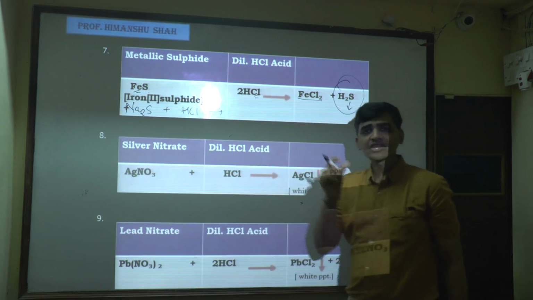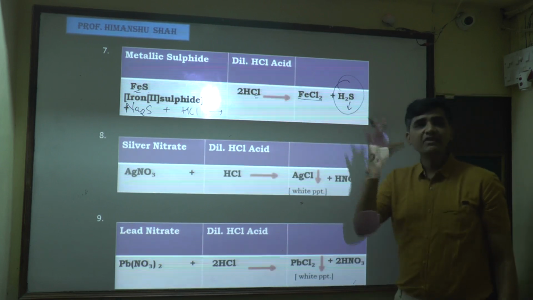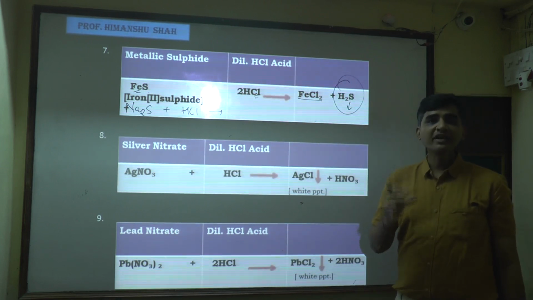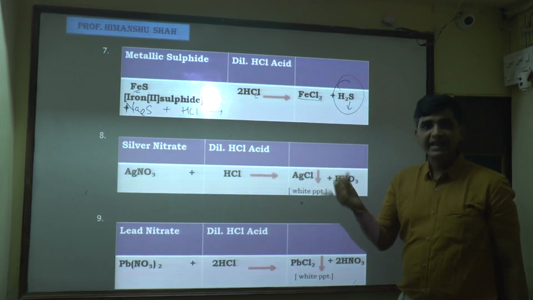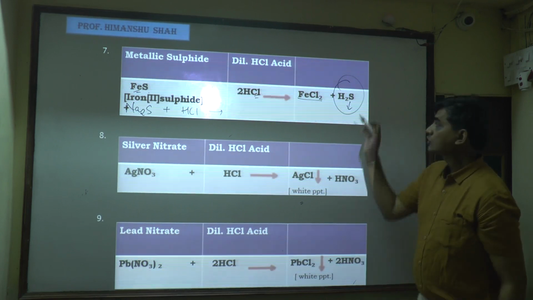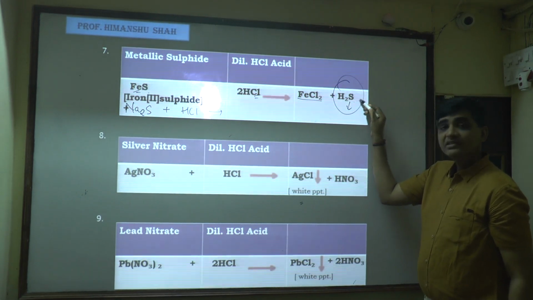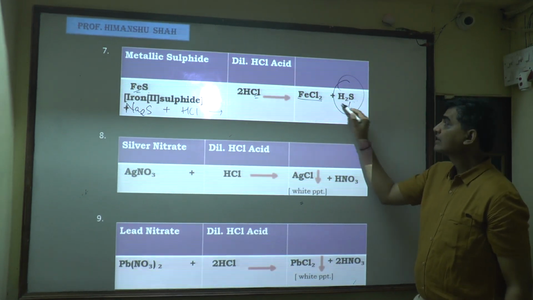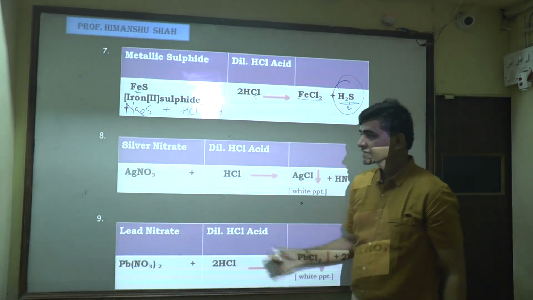See children, whenever any gas is evolved, it is compulsory to write a confirmatory test for that particular gas. Here, if you are writing colorless, correct, it has a rotten egg smell, but smell is not a confirmatory test. So you have to mention a colorless, rotten egg smelling gas, turns moist lead acetate paper silvery black. That is a confirmatory test for H2S.